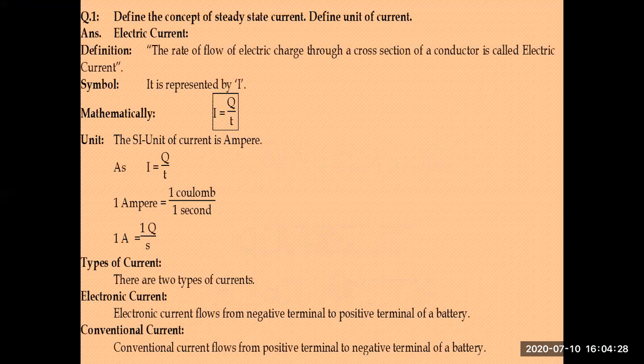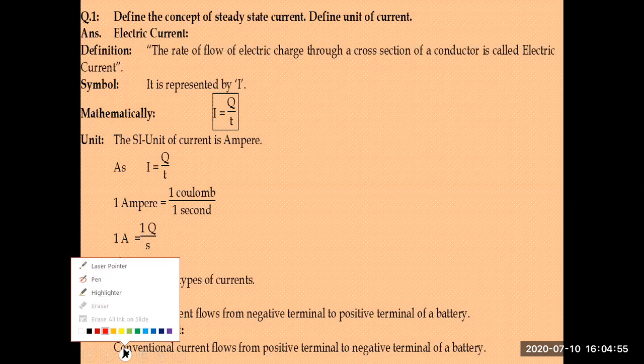First of all, let's make a question. Define the concept of steady current and define its unit. So here is the definition. The definition is: the rate of flow of electric charge through a cross-sectional area of a conductor is called electric current. So this is the definition.